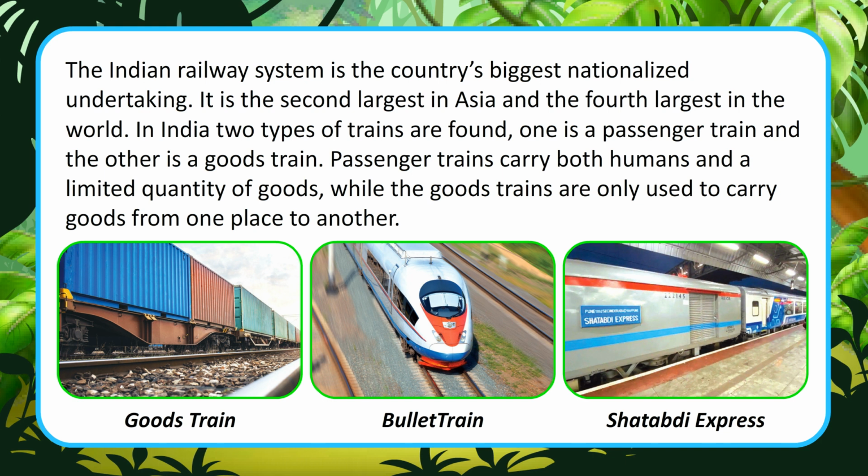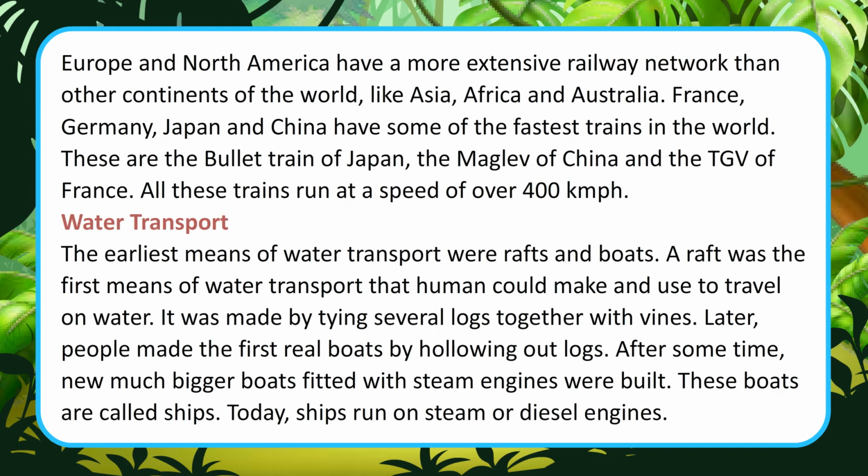In India, 2 types of trains are found. One is a passenger train and the other is a goods train. Passenger trains carry both humans and a limited quantity of goods, while the goods trains are only used to carry goods from one place to another. Europe and North America have a more extensive railway network than other continents of the world, like Asia, Africa, and Australia. France, Germany, Japan and China have some of the fastest trains in the world.